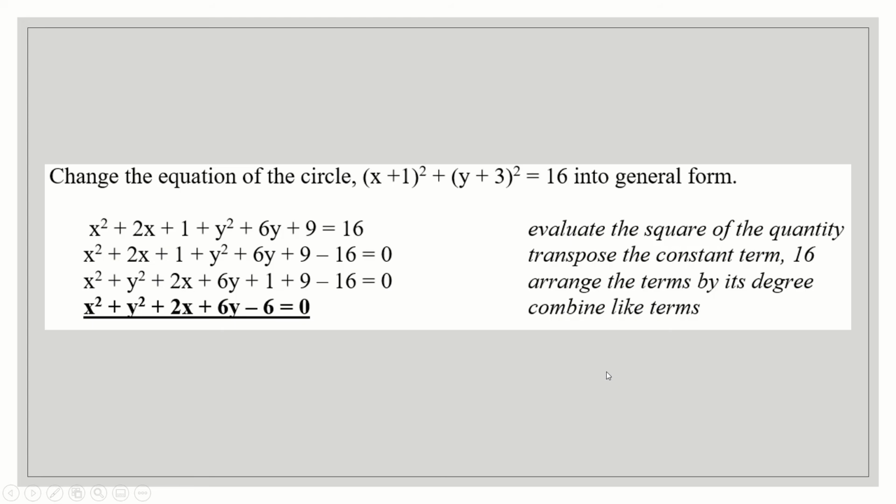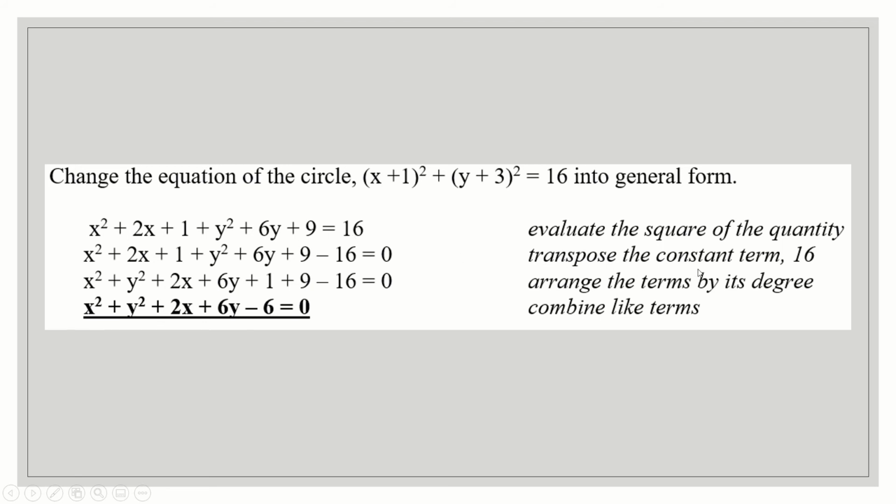Next. The next example is change the equation of the circle given the quantity x plus 1 squared plus the quantity of y plus 3 squared is equal to 16 into general form. Evaluate the square of the quantity. So the first step is to evaluate the square of the quantity. So x plus 1 squared is equal to x squared plus 2x plus 1, while the square of y plus 3 is equal to y squared plus 6y plus 9 is equal to 16.